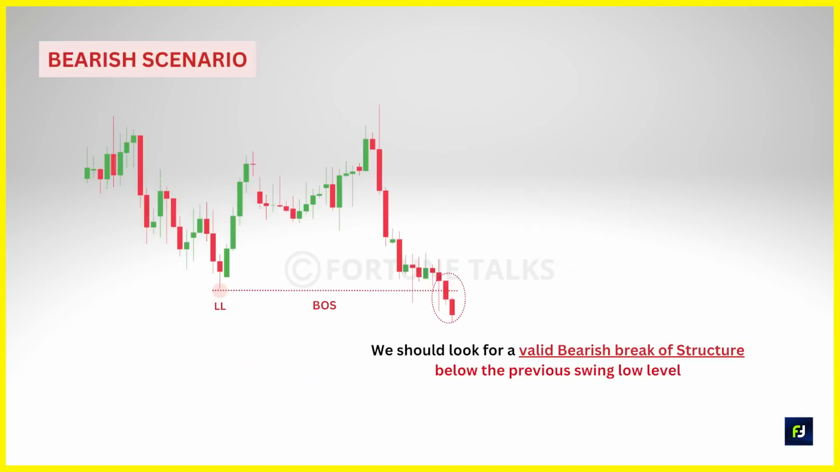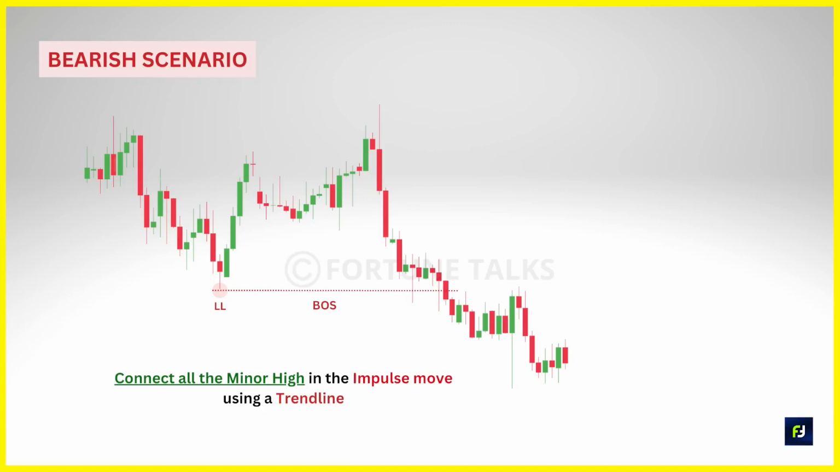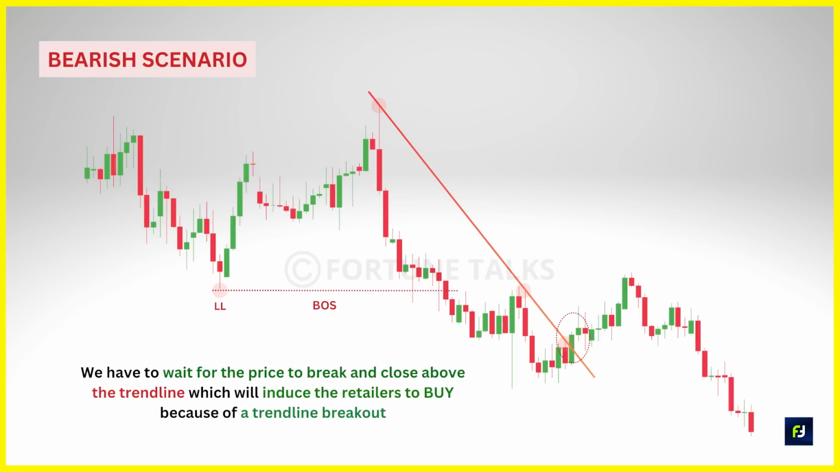Now, in a bearish market structure, we should look for a valid bearish break of structure below the previous swing low level. And when the price falls lower, we can mark all internal highs formed after the recent swing high and then connect all these minor highs as and when they are formed. And when the price breaks and closes above this downward trend line, we can expect retail traders to take buy positions as they have spotted a trend line breakout. This is our inducement. All these retail traders will be trapped and their orders will be absorbed.